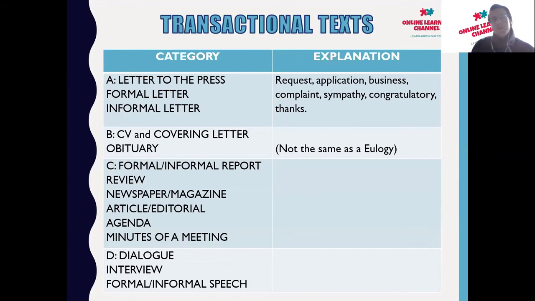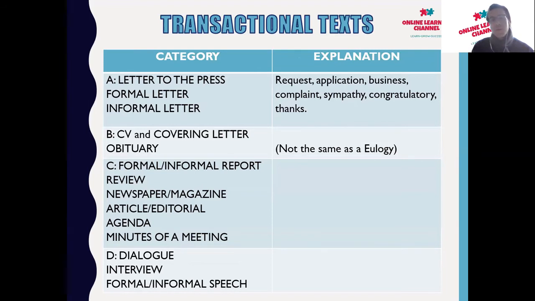Okay, so then we go on to section B, which is focusing on transactional texts. Now, remember, when it comes to transactional texts, there are various categories that define transactional texts. So, as you can see in the left-hand column, we are making mention of the fact that it may be a letter in the form of a letter to the press, a formal letter or an informal letter. It may be a CV or a covering letter.